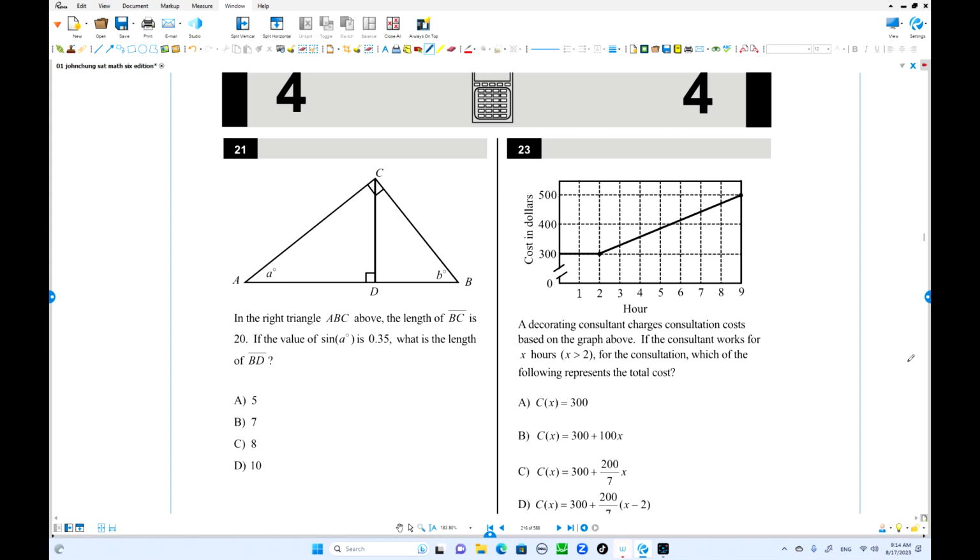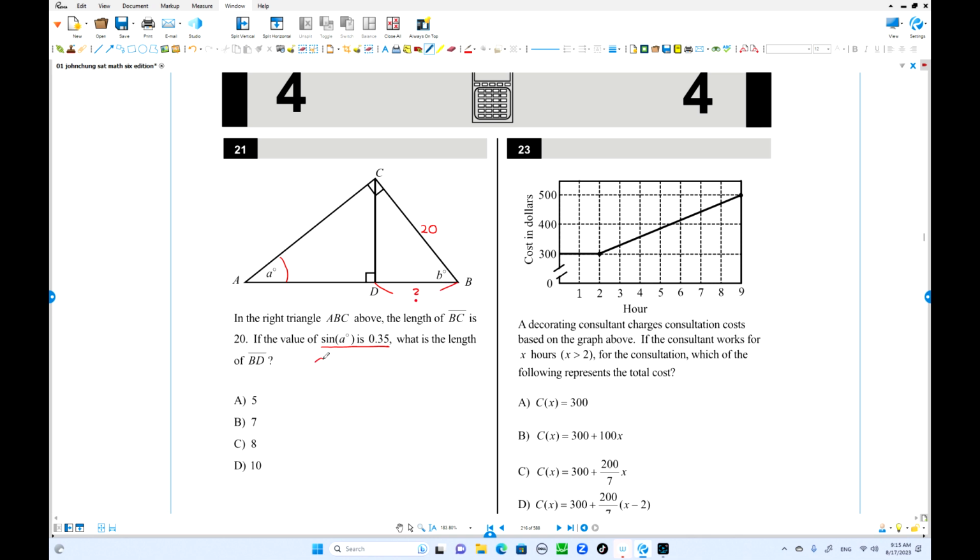This is section 4. We start from 21. So we have a right triangle. The length of BC is 20. And the value of sine A, angle A, this one, equals 0.35. What is the length of BD? We're going to find the length of BD, this side.